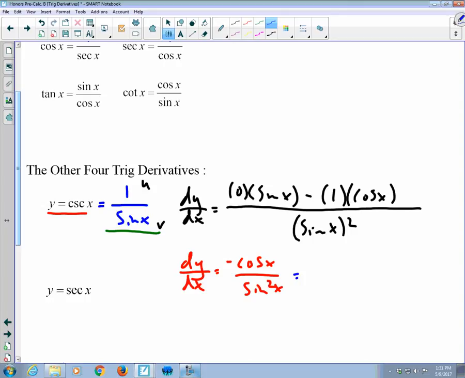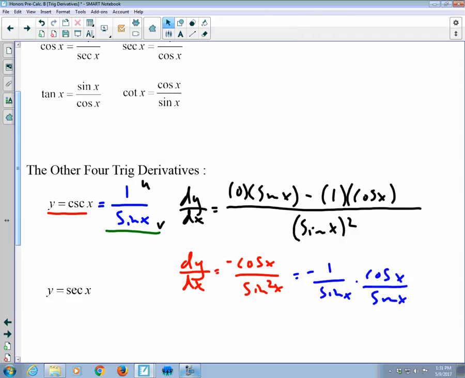So right here, what I'm going to do is factor one of my two sines out of the denominator into its own fraction. So right here, that gives me negative 1 over sine x times cosine x over sine x.